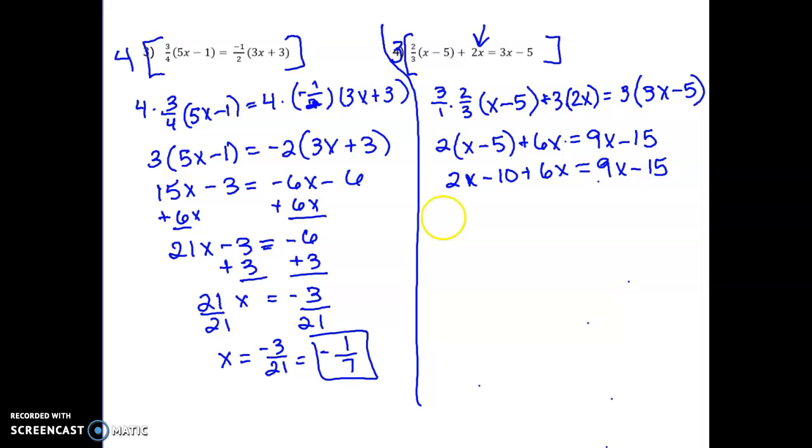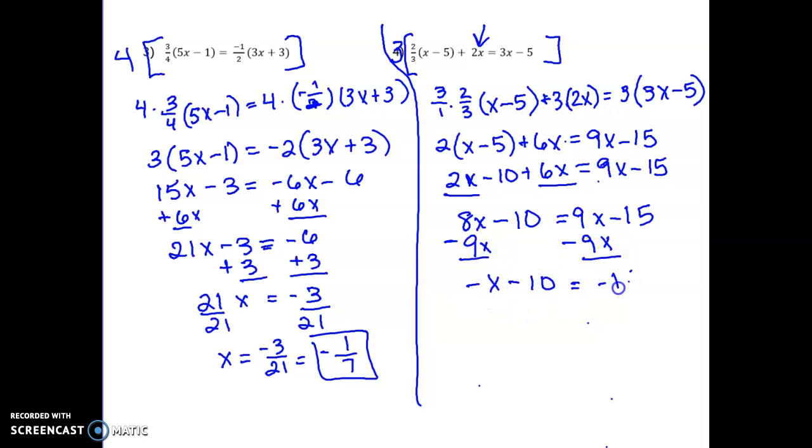Now I combine my like terms. We've got 2x and 6x is 8x. The negative 10 comes down, minus 10 equals 9x minus 15. Now I'm going to subtract my 9x from both sides. So we get negative x minus 10 equals negative 15. I'm going to add my 10 to both sides, and negative x is going to be equal to negative 5. My final step, I divide both sides by negative 1 because the coefficient is negative 1, and x is equal to 5.